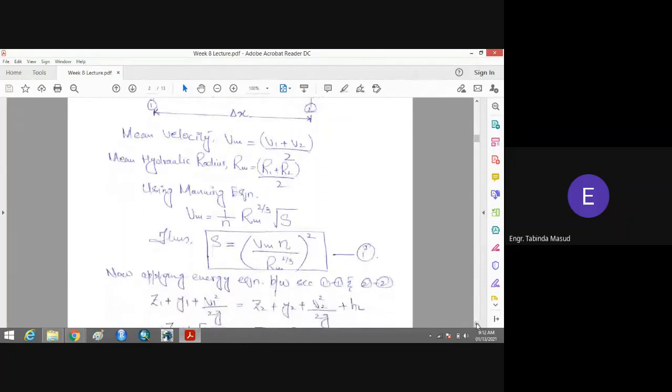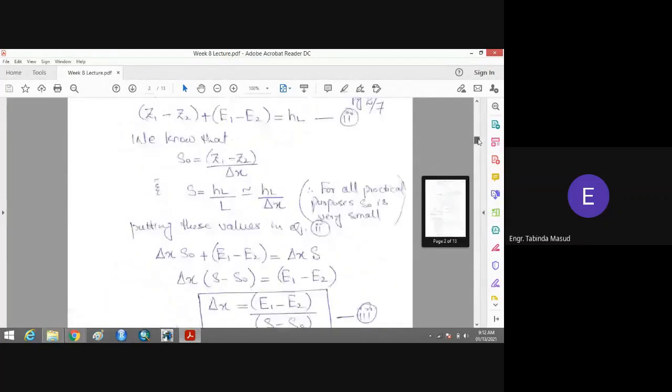You will have to apply the energy equation between section 1,1 and section 2,2, that is Z1 plus Y1 plus velocity head is equal to Z2 plus Y2 plus velocity head plus head loss. And then you will simplify the equation, which is quite simple. You have to check the whole derivation by yourself. In case of any confusion or problem, we can discuss it in the next class. The derivation is quite simple.